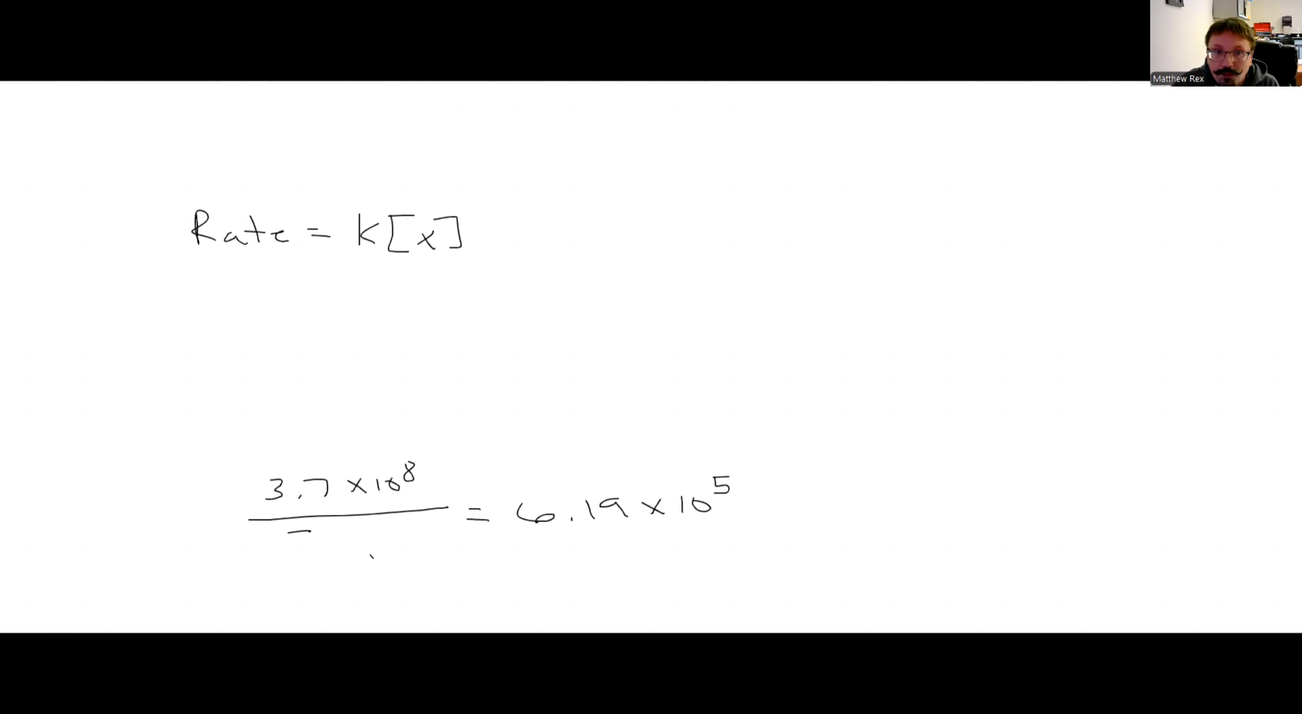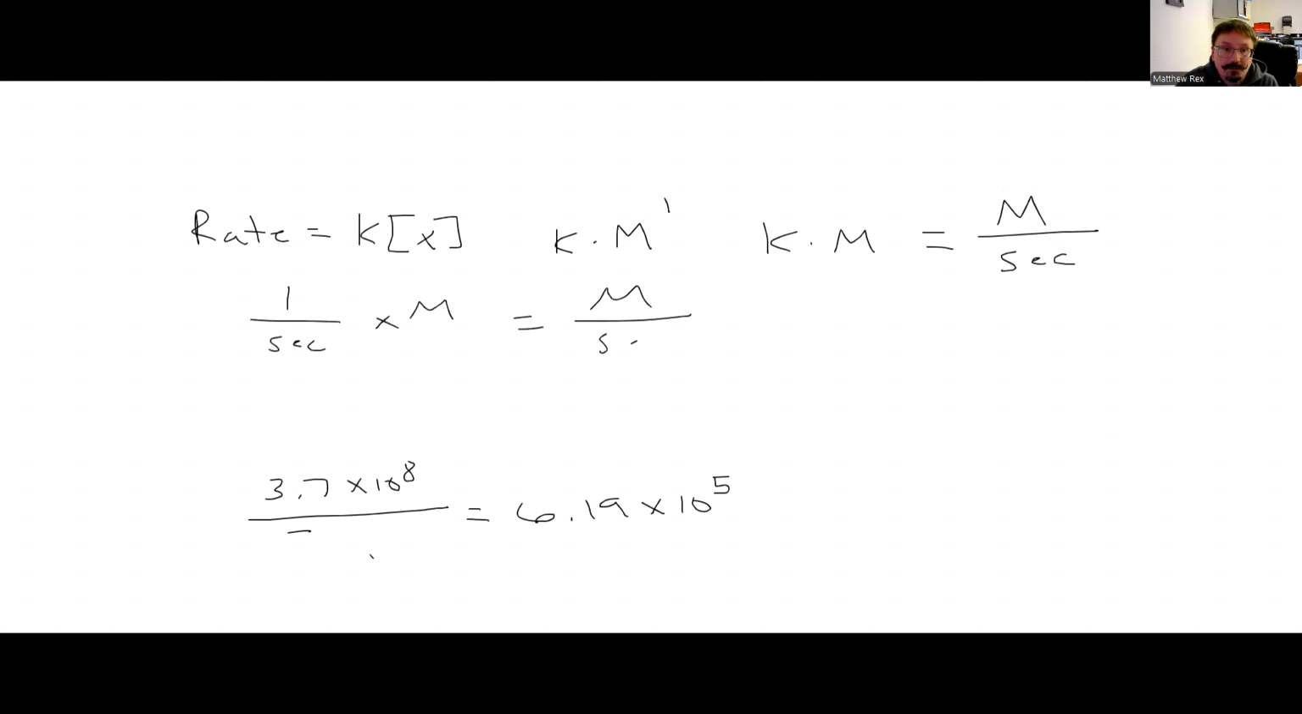So if it's first order, those brackets mean molarity. So we're going to have molarity raised to the first power. That's going to be units of molarity. And then whatever the units are for K, we're always going to try to express that rate as molarities per second. So what do I multiply molarity by to get molarities per second? 1 over seconds times M gives me M over seconds. So 1 over seconds, or seconds to the negative 1, that is my units for my rate constant in this example.